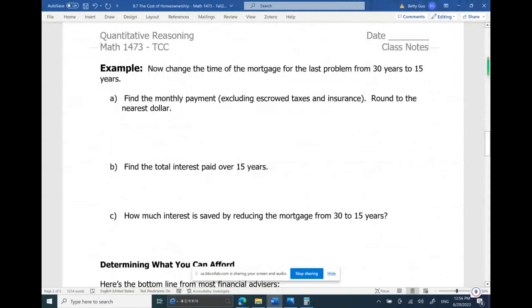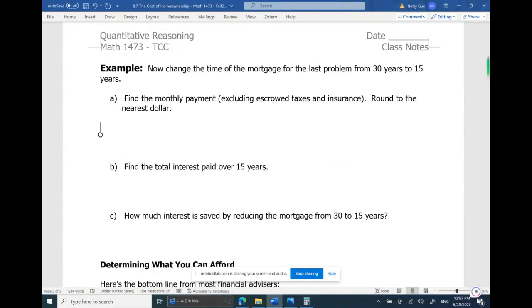Next example. Now change the time of the mortgage for the last problem from 30 years to 15 years. That means everything else is the same, right? Then we are going to answer the following 3 parts. Part A, find the monthly payment, excluding taxes and insurance, round to the nearest dollar.